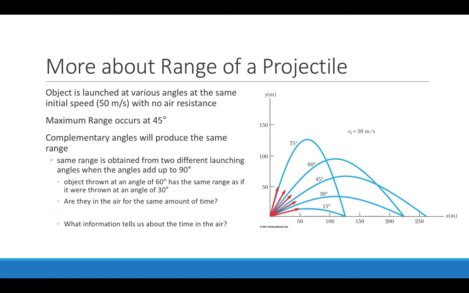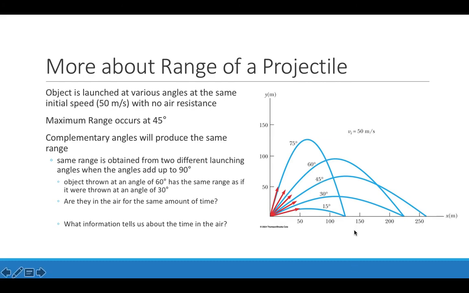A little bit more about the range of a projectile that's important. In this particular picture, the object is launched at various angles with no air resistance. The initial speed of launch is 50 meters per second. There are a couple of things we notice. First, the maximum range is out here past 250, and that was the object launched at 45 degrees. So you're always going to get the maximum range when the angle is 45 degrees.